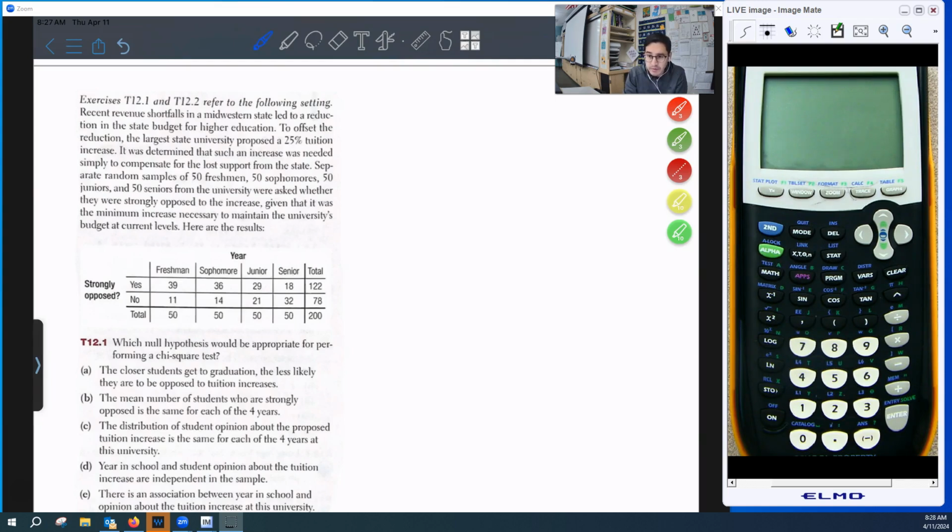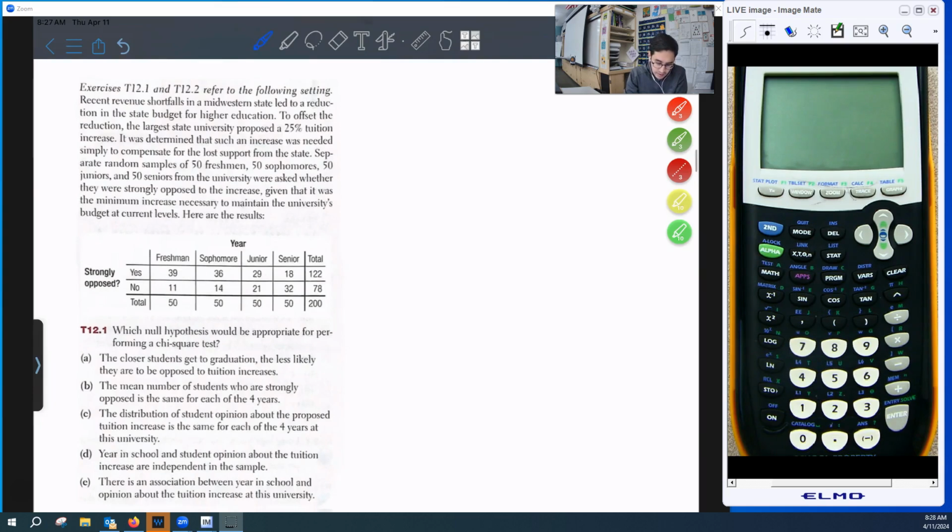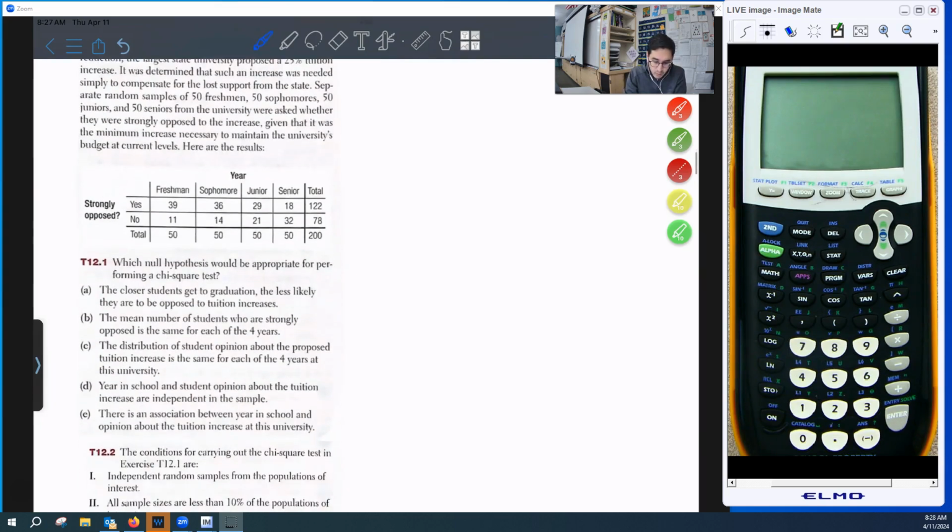Separate random samples of 50 freshmen, 50 sophomores, 50 juniors, and 50 seniors from the university were asked whether they were strongly opposed to the increase, given that it was the minimum increase necessary to maintain the university's budget at current levels. Here are the results. All right, so question 12.1. Which null hypothesis would be appropriate for performing a chi-square test?